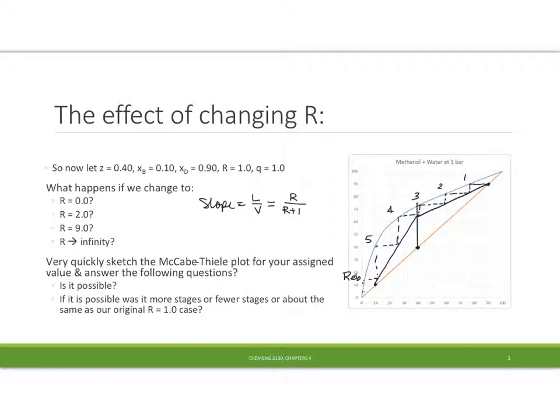What I want you to do is very quickly come to a determination of whether or not this is even a possible scenario. It may not be possible to do this distillation. Or if it is possible, tell me, is it going to have more or less stages than what we had before in our original case? So when we've done this, I've got 5 stages plus a reboiler, and I want you guys to take some time now and sketch out your case.